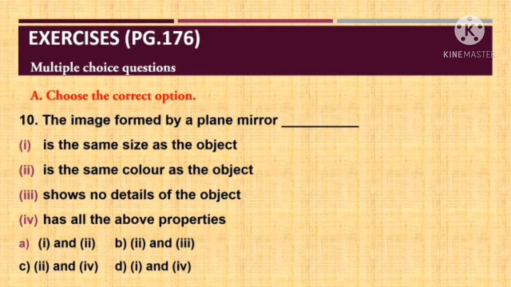Question 10. The image formed by a plane mirror dash. 1. Is the same size as the object. 2. Is the same color as the object. 3. Shows no details of the object. 4. Has all of the above properties. A. 1 and 2. B. 2 and 3. C. 2 and 4. D. 1 and 4. The image formed by a plane mirror is of the same size as the object and has the same color as the object. Hence, option A, 1 and 2, is the correct answer.